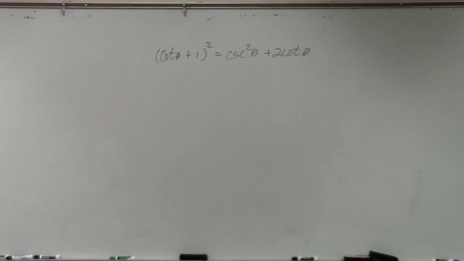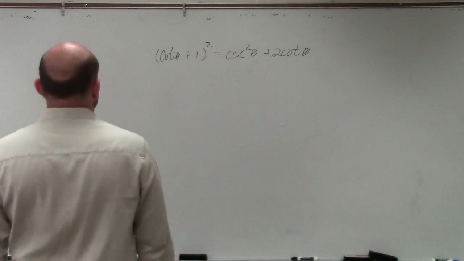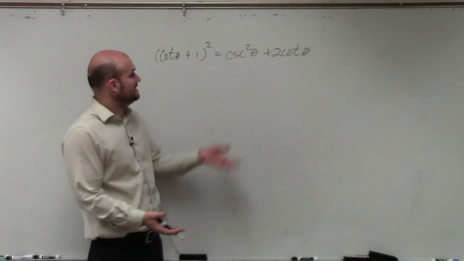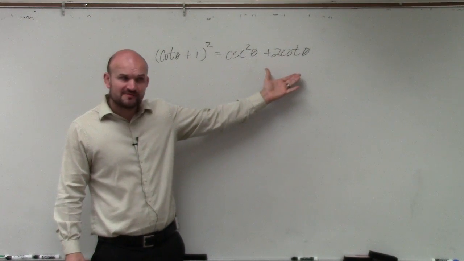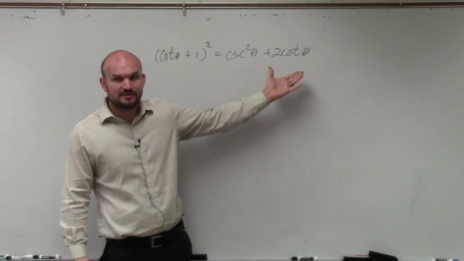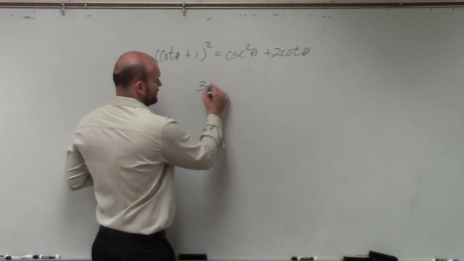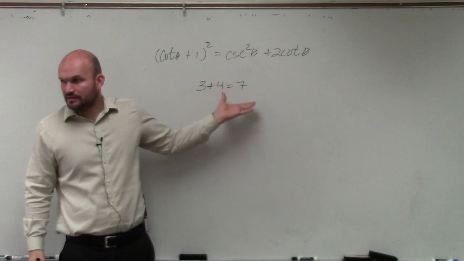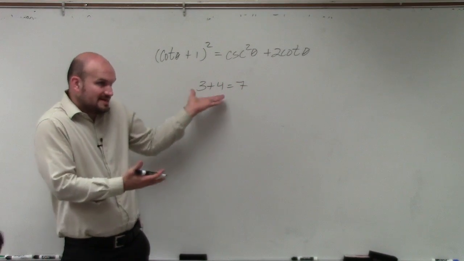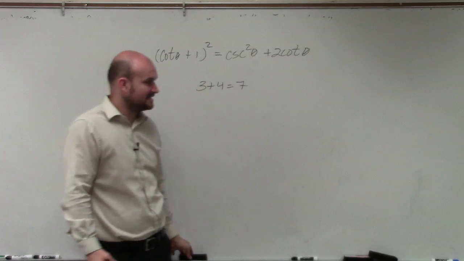What we did yesterday, you guys can see, is an identity. Basically what they're saying is the left side is equivalent to the right side, right? And can we have sides equal to each other that don't look exactly the same? Can we have 3 plus 4 is equal to 7? They don't look the same, but they're equivalent, right? You guys agree? So that's an identity. This is an identity.